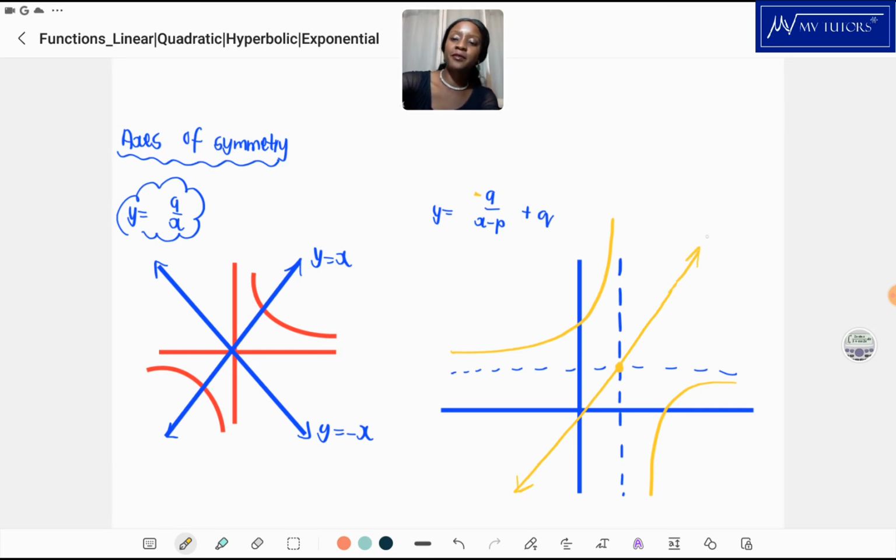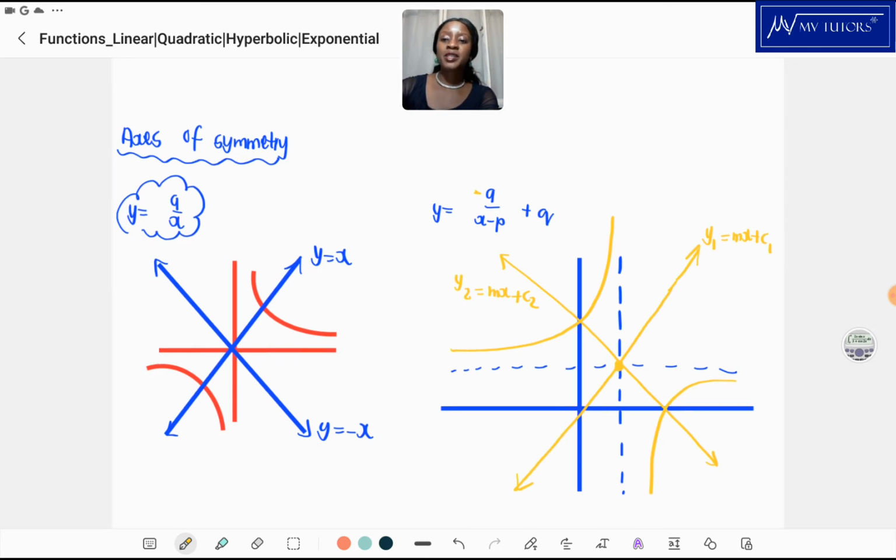Where now you have y1 is equal to mx plus c1. Okay, and then you have it this side as well. And you have y2 is equal to mx plus c2. And because these equations are actually intersecting one another, remember, you know what that point is, right? Because you had your equations of your asymptotes.